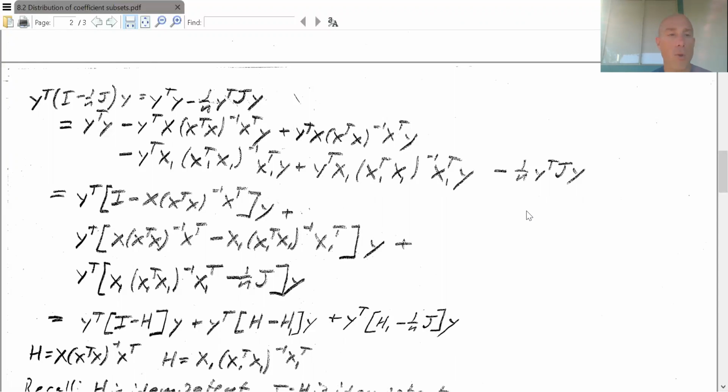Hopefully you feel a pattern going on here. All right, so this is from the first 2 together. Boom. This is from the second 2. So this and that. And then next we get these 2 together to give me that after I factor out the y's. All right, so now I look at this and I realize that this is the hat matrix for the full model, the hat matrix for the reduced model, and then 1 over n times J. Okay, so now I get this.